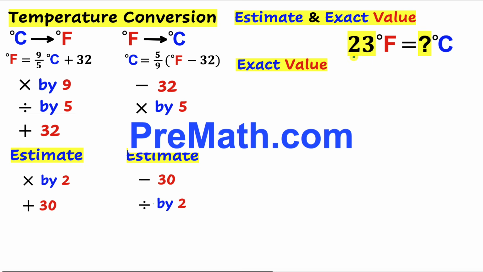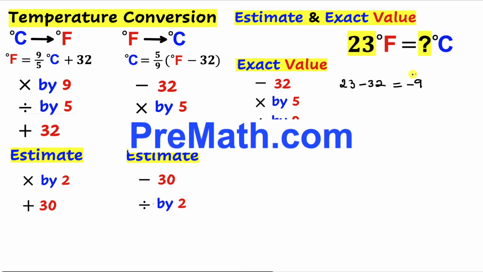And here's our very first example. And we are going to calculate the exact value first. And here are the steps that we are going to take to go from degrees Fahrenheit to Celsius. And we know our degrees Fahrenheit is 23. So I'm going to write down 23, and I'm going to subtract 32 from it. And that's going to give us negative 9.